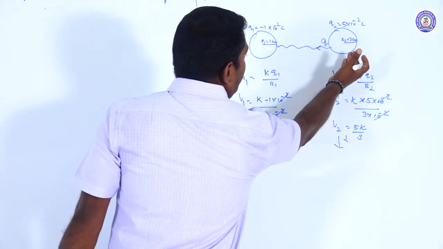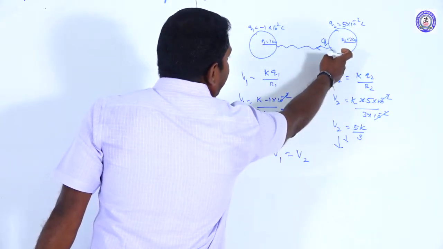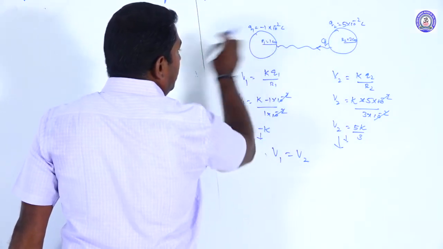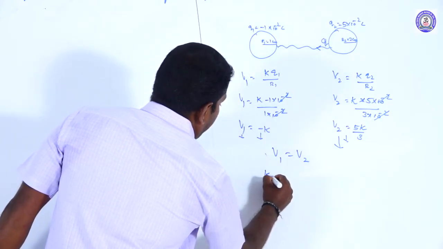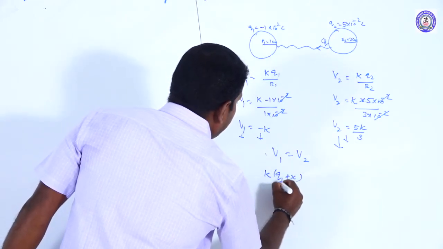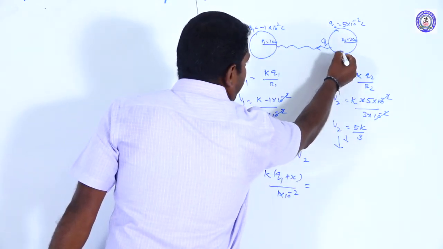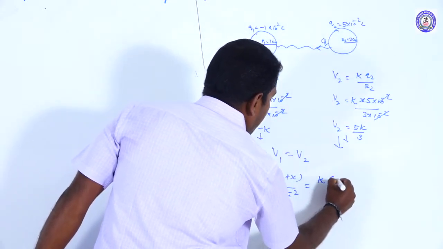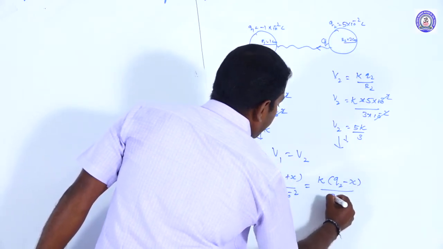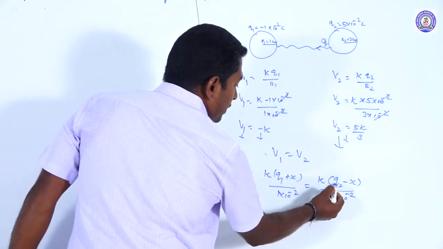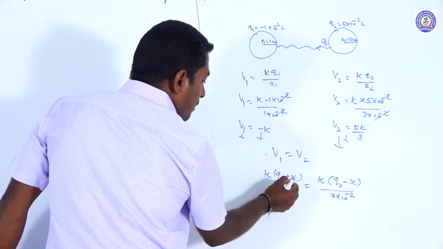Positive charge is transferred from the bigger sphere to the smaller sphere until both spheres are at the same potential, V1 equal to V2. The bigger sphere loses charge, and the same amount of charge is gained by the smaller sphere. So k times Q1 plus X, divided by radius 1 into 10 power minus 2, is equal to k times Q2 minus X, divided by radius 3 into 10 power minus 2. The bigger sphere lost X amount of charge from Q2, and the smaller sphere gains the same amount X over its original charge Q1.